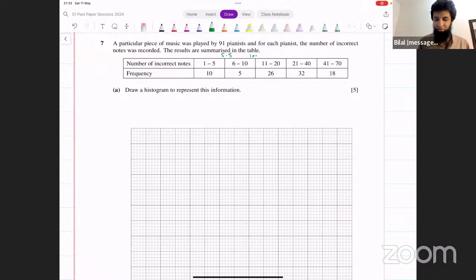5.5, 10.5, 20.5, 40.5, 70.5, 0.5. So class widths are going to be calculated from these. So for the first one, the class width is 5, and then 5, 10, 20, 30. All right, and then you calculate frequency density by doing frequency over class width, and then draw that histogram. Okay.